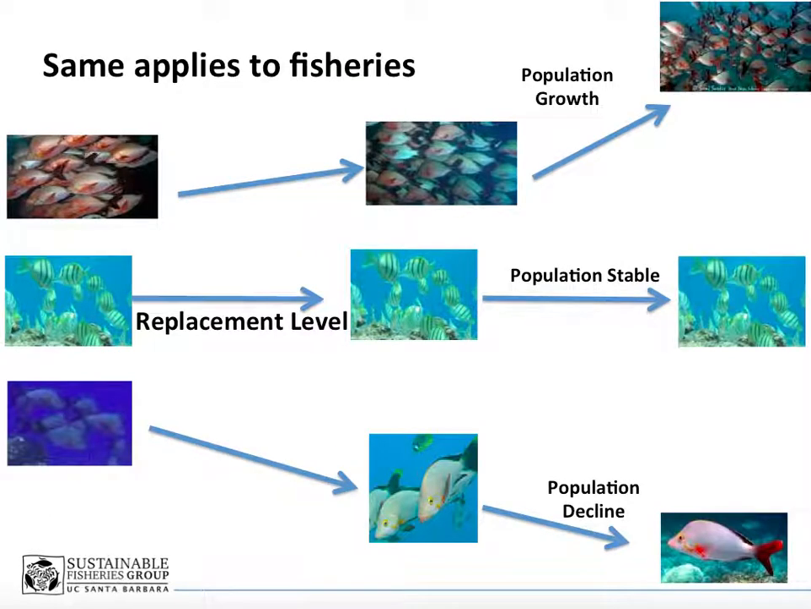The exact same thing happens in fisheries. We can either have a stable population, a growing population, or a declining population. And this is all about how many eggs are being produced and how many of those eggs turn into fish.